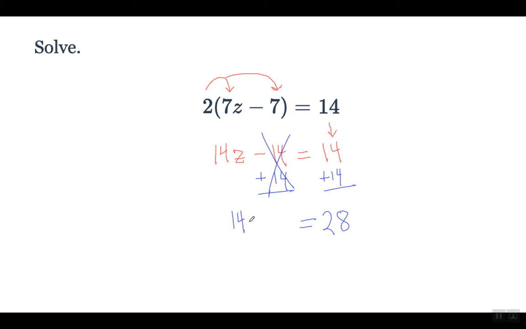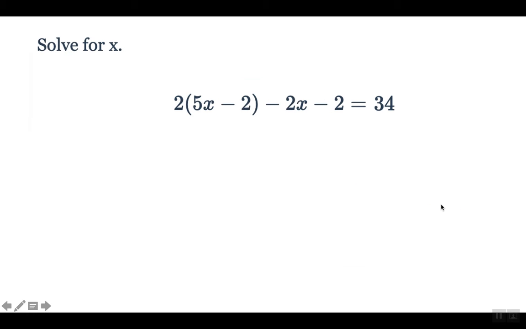So now I got 14z equals 28, and my last step is to move the 14 and put it beneath the 28 and do division. 28 divided by 14. So z is going to equal positive 2. That should be an equal sign. Z equals 2. Let's look at another example.